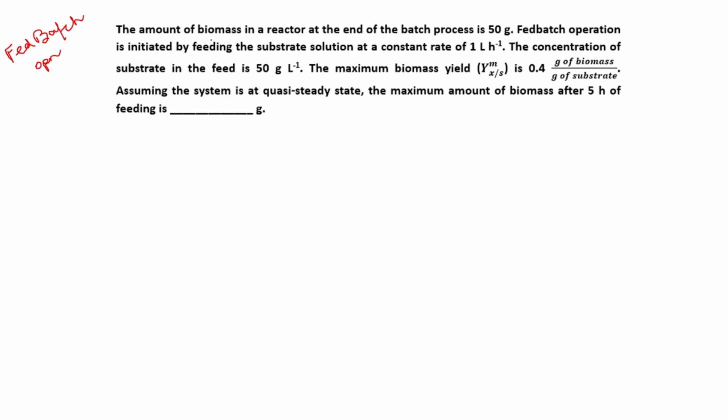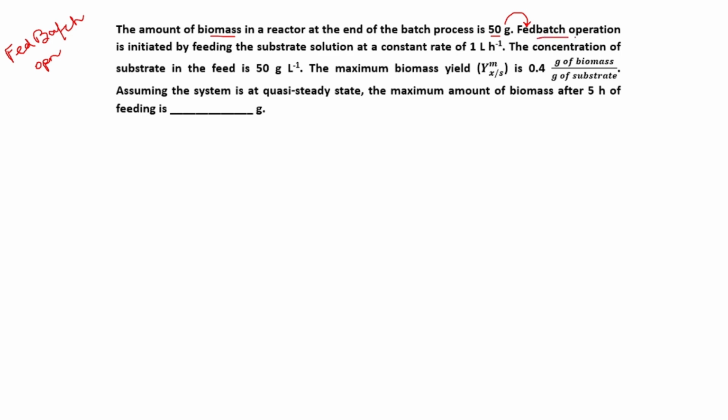The amount of biomass in a reactor at the end of the batch process is 50 grams. So what did they do? They have told you that they have conducted a batch process in a batch reactor, and the amount of biomass that is left after the conclusion of the batch process is 50 grams. Now they are conducting a fed batch operation on the leftover biomass after the batch operation. So they are using this leftover biomass of the batch process in a fed batch operation.